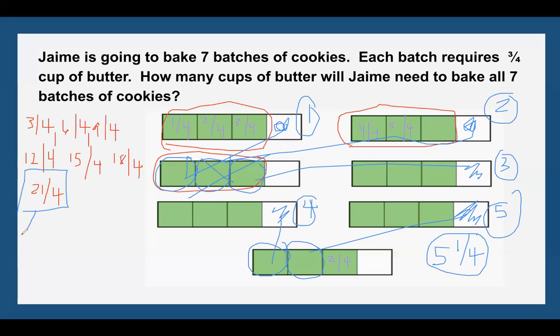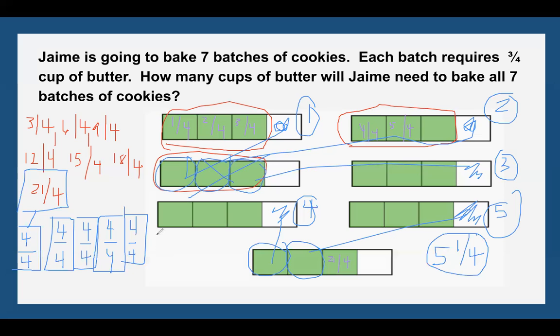So for example, in 21/4, we want them to understand that 4/4 makes 1 whole. 4/4 makes another whole. 4/4 makes another whole. I'm up to 12/4 now, right? 4/4 is another whole. I'm up at 16. 4/4 is another whole. I'm up to 20, and now I have 1/4 left. So I also have here 1, 2, 3, 4, 5. 5 1/4.